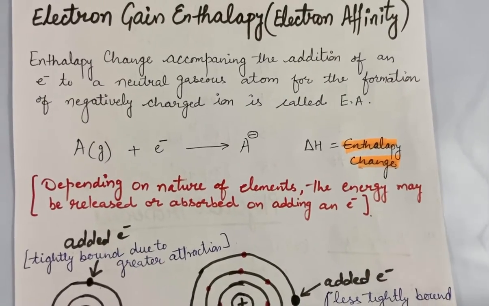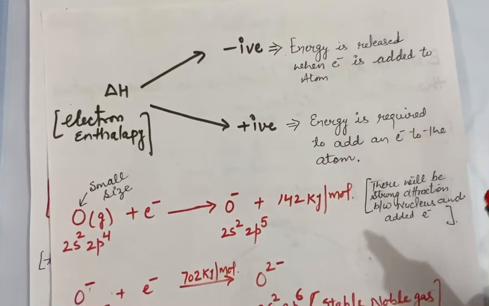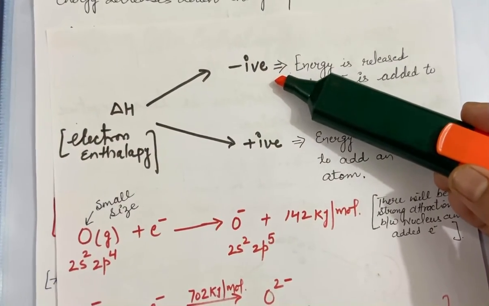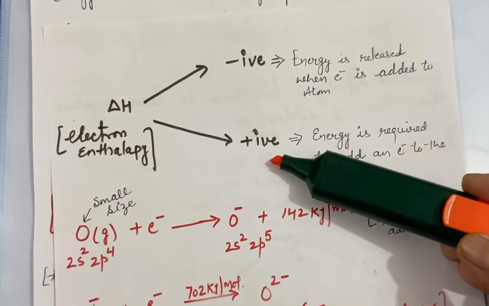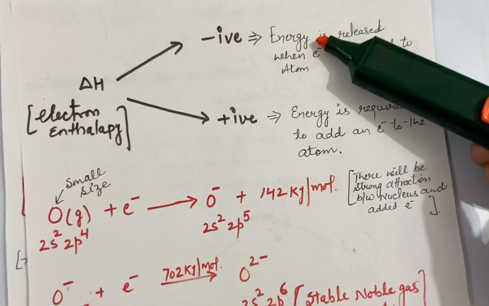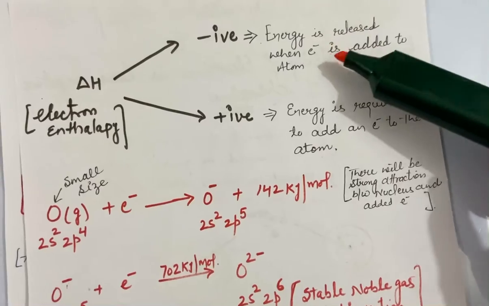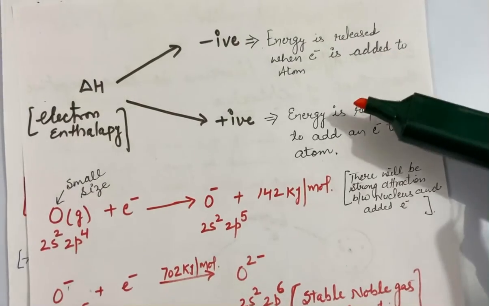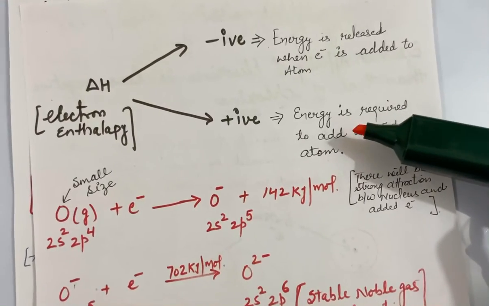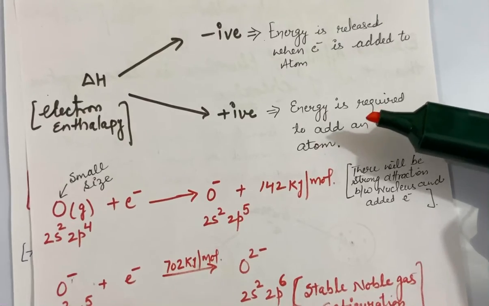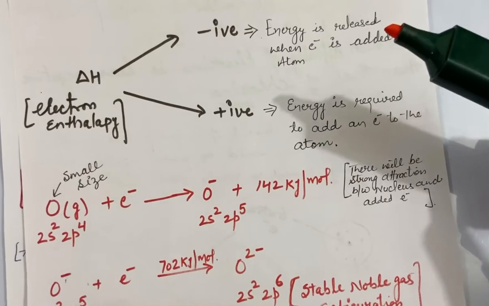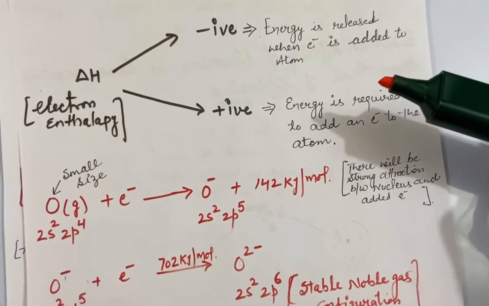Means when we add an electron to a neutral atom, the enthalpy change may be negative, meaning it may be an exothermic process, or it may be positive, that is an endothermic reaction. Here in negative electron affinity, energy is released when an electron is added, and when energy is required to add an electron to an atom, then the electron affinity will be positive. In most of the cases, the electron affinity has a negative value, meaning this is an exothermic reaction.